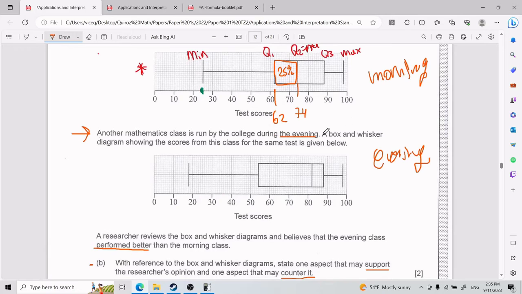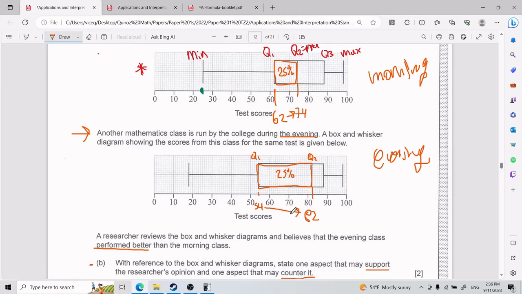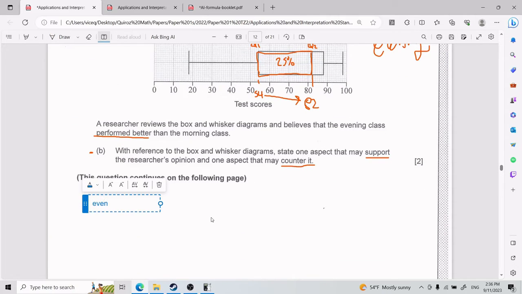But if I look at the same sort of squares, from Q1 to Q2 on the evening class, we can see that we have around 54 and around 82. So here I have 25% of my data. And so what I can say from this is that the morning class guys, the ones that didn't do so well in the test, go from 62 to 74. But for the ones in the evening, the ones that didn't do so well, go from 54 to 82. So there you can already say that evening class students are more spread out, and not only are they more spread out, but they also have lower scores. So that is one way you can say that the evening class is doing worse.